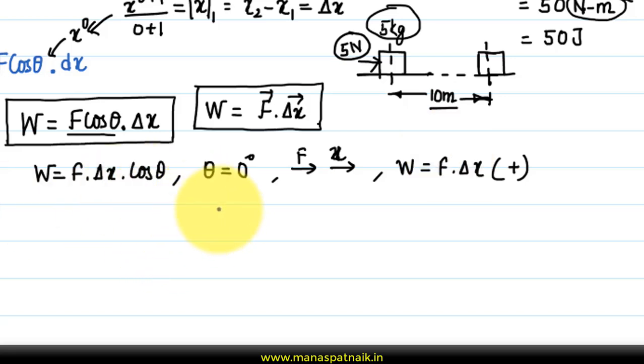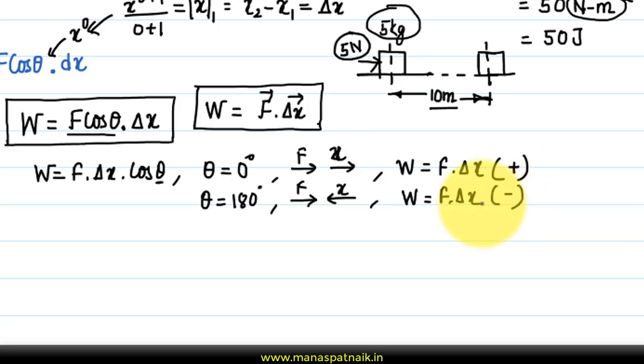Okay. Secondly, if theta is equal to 180 degrees. So what will happen is, if force is towards the right hand side direction, then displacement is happening towards the left hand side direction. In that case, cos 180 is negative of 1. You'll have negative work. So W is going to work out as F delta x, but with a negative sign. So I'm writing that negative sign over here, right? So this is negative work.